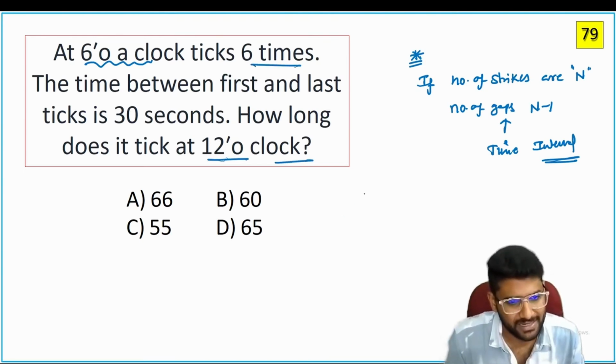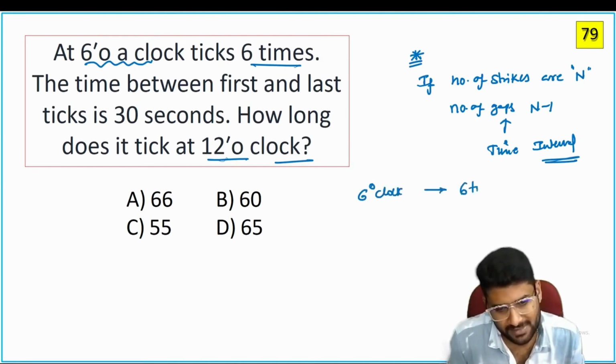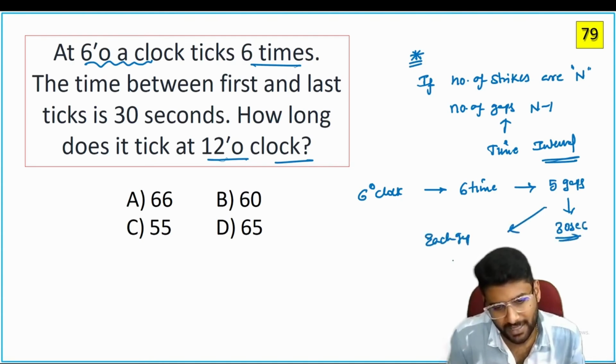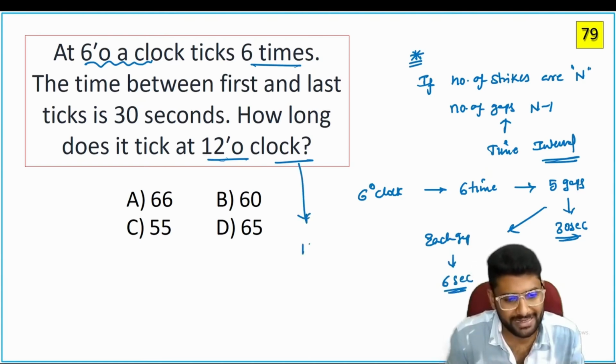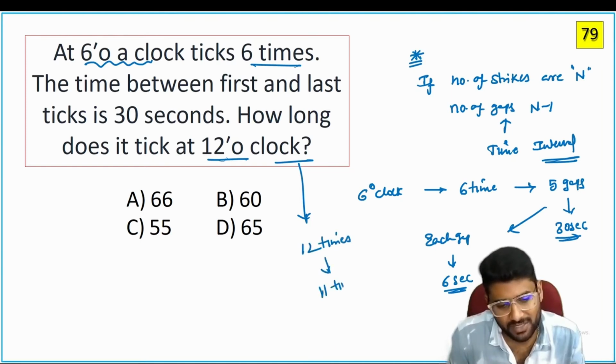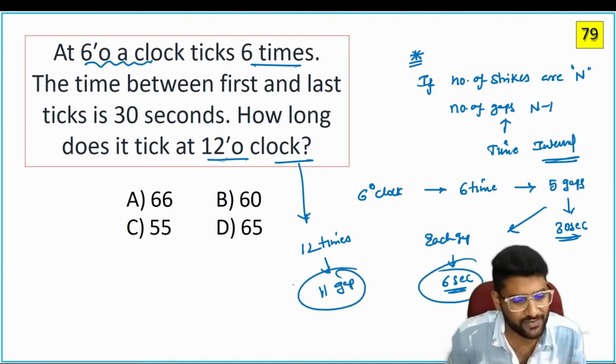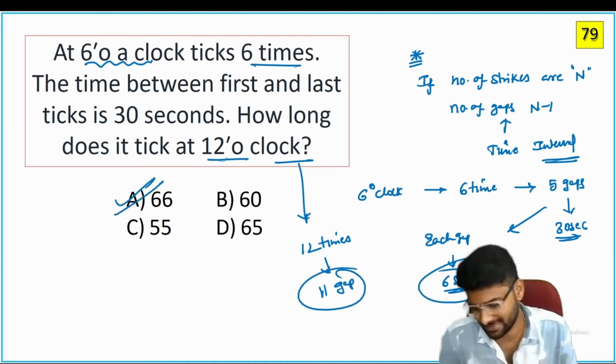But here in the question you should identify how many gaps are formed. Guys, at 6 o'clock it ticks 6 times, and how many gaps are formed here? 5 gaps. Now 5 gaps occur in how many seconds? 30 seconds. Now what about each gap? Each gap takes how many seconds? 6 seconds. Now in 12 o'clock it ticks 12 times, but you should identify how many gaps are formed. 11 gaps are formed. And you already know that each gap is 6 seconds. So 11 gaps is 66 seconds.